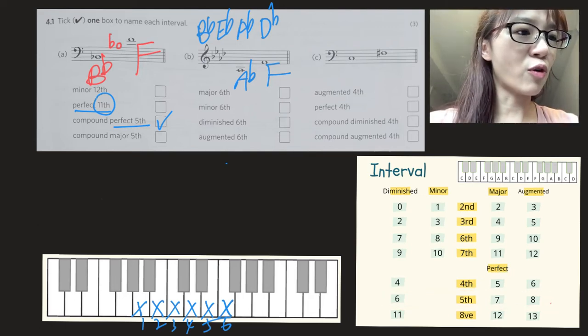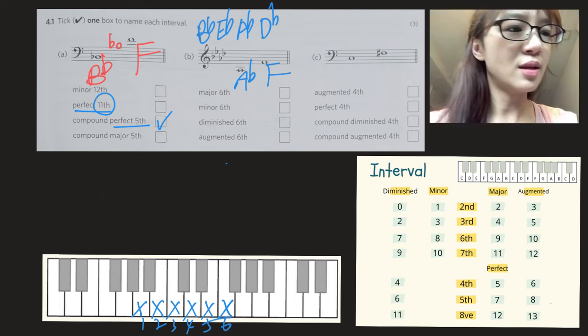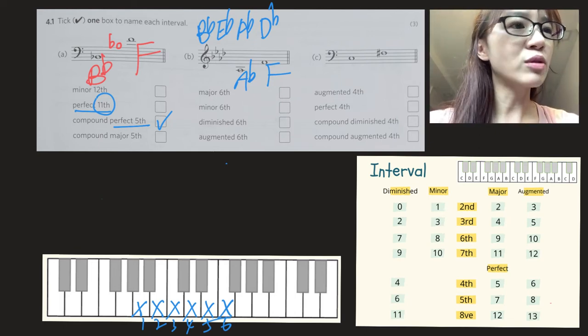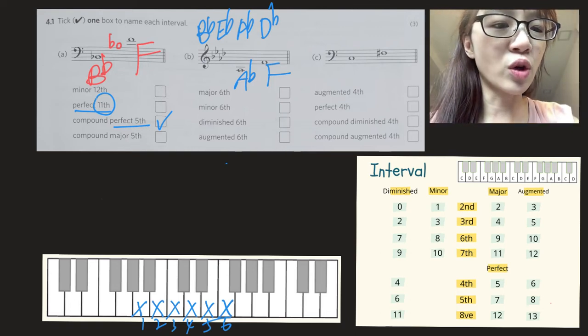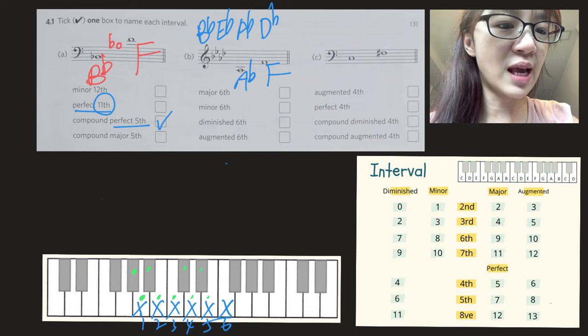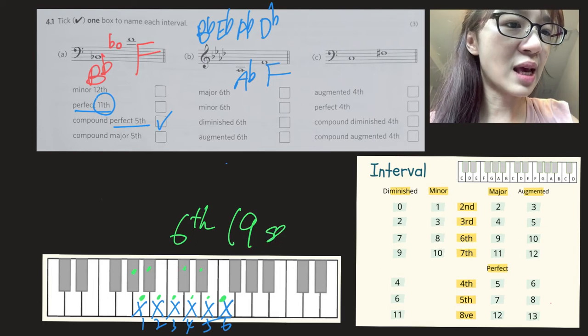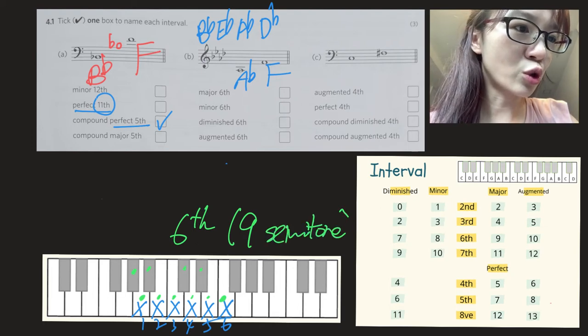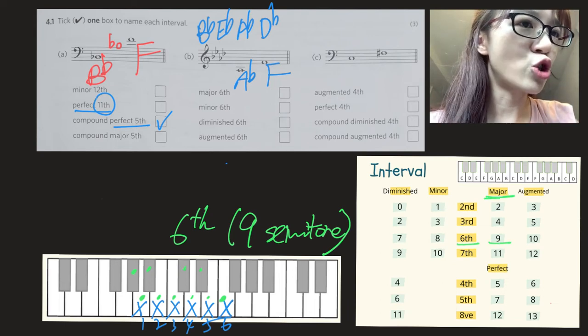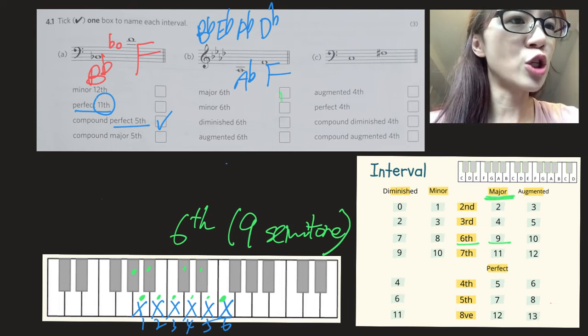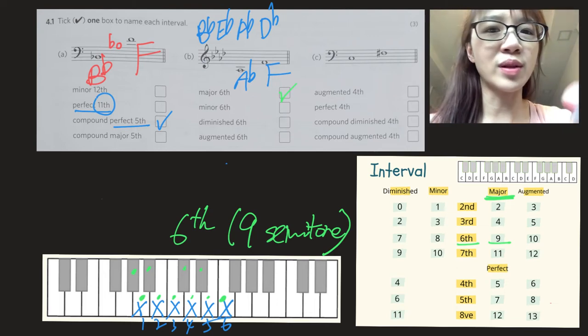Alright, 6 is over here. And now let's count the semitones. For semitones, you have to consider the sharp and the flat. So starting on the A flat, 0, 1, 2, 3, 4, 5, 6, 7, 8, 9. So 6 interval with 9 semitones. So check out the chart. 6 interval with 9 semitones is major. So the answer is major 6. Next one.